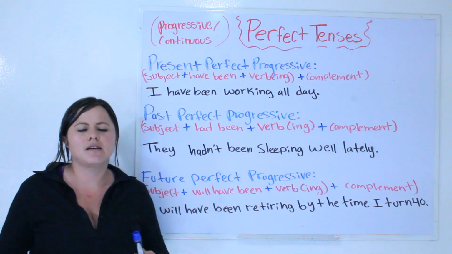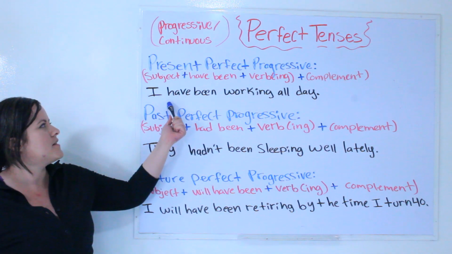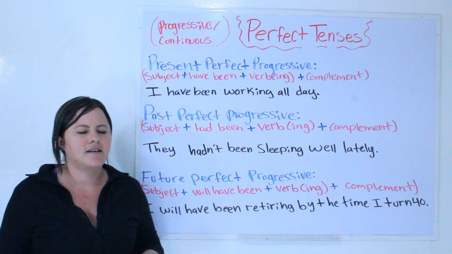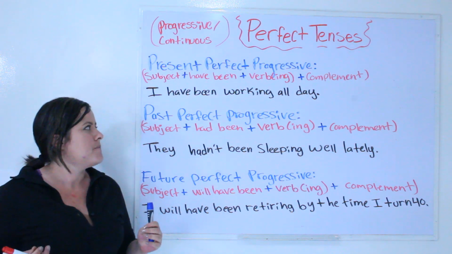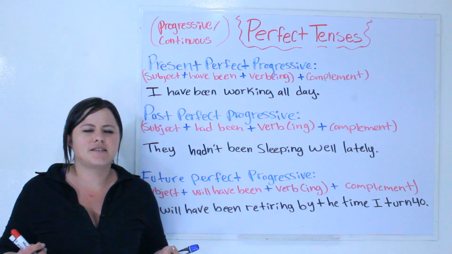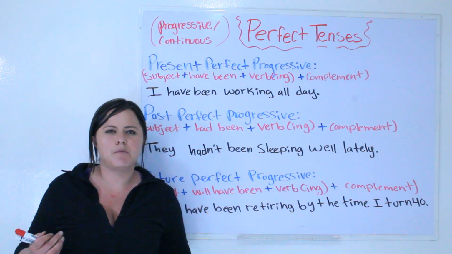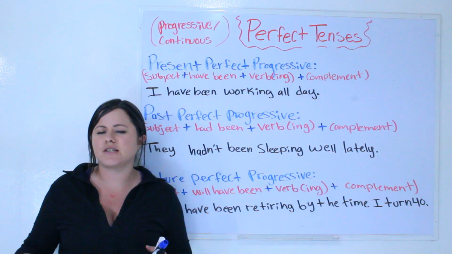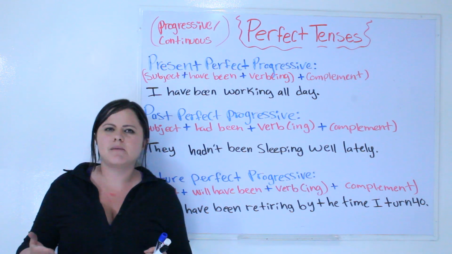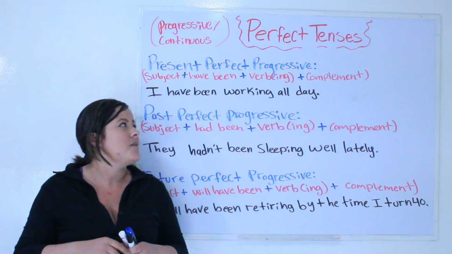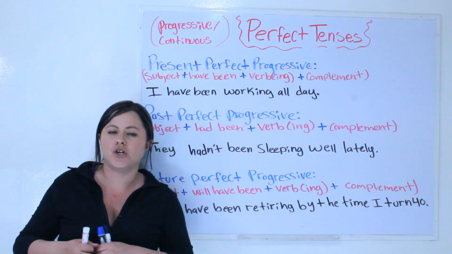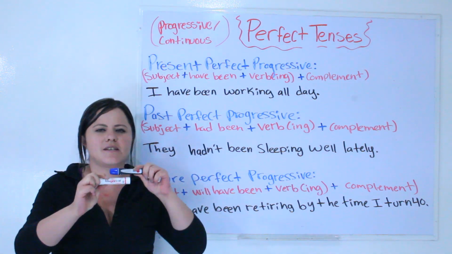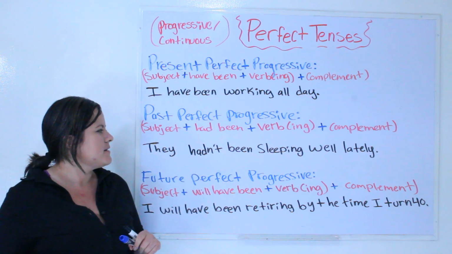Sometimes people get confused and they use the present perfect simple, for example, I have worked all day. But that depicts an action that has stopped or may have paused. For example, I have taught English for 10 years. I have taught and I still teach, but sometimes I stop. But if I say I have been teaching all day, that means I've been doing it, progressing, and it has not stopped.